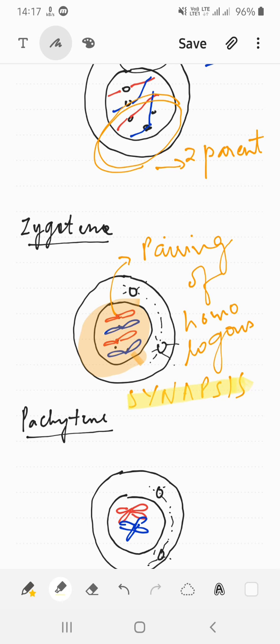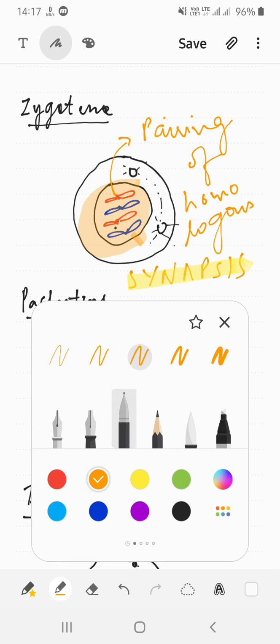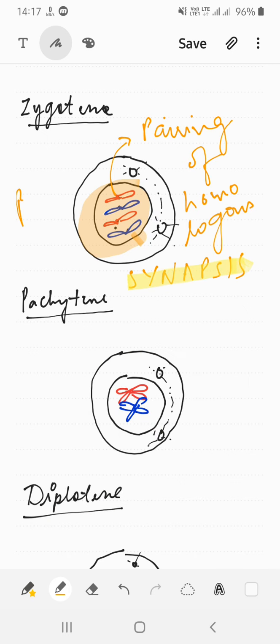And when the two homologous chromosomes are lying together, meaning n and n, that is a bivalent. That is your bivalent, meaning 2n. One is n, one is n, lying together, that is a bivalent. It should be understood that they are diploid, 2n.